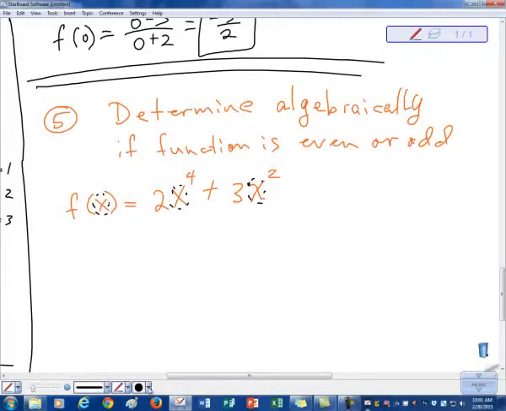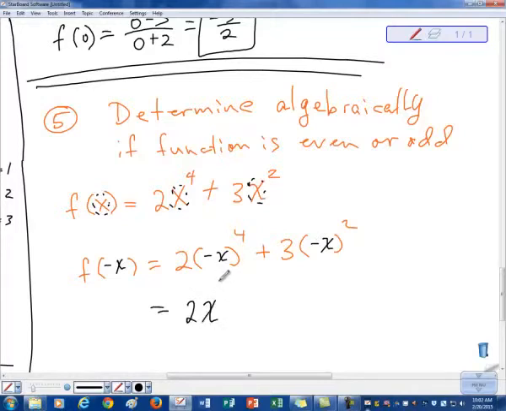And then we're going to substitute negative x in. Negative x, negative x. And so negative x to the 4th, that's like saying 2 times negative x times negative x times negative x times negative x. So that comes out to be 2x to the 4th, plus, and this would be the same, 3x squared.